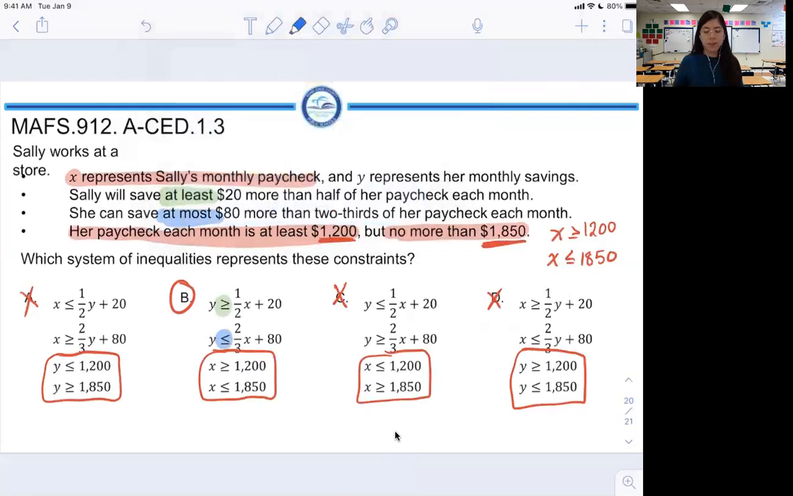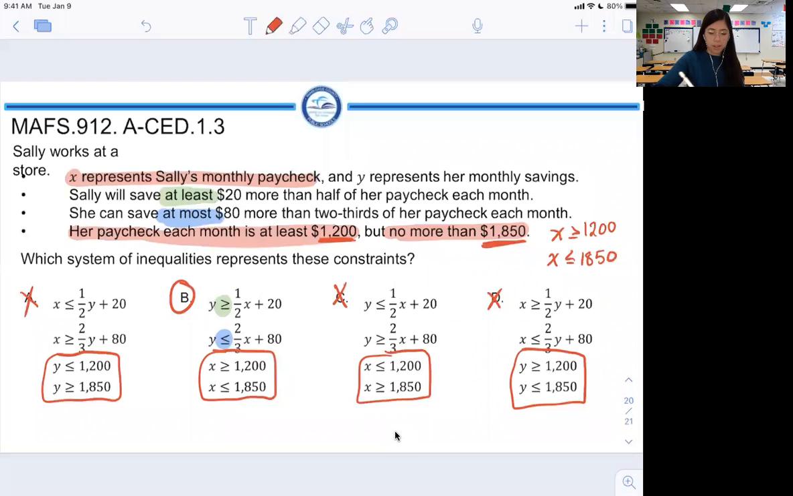So I barely even paid attention to those confusing words, like notice all of this, $20 more than half of her paycheck, $80 more than 2/3 of her paycheck. I didn't even pay attention to that, because what was most important was the correct symbol. Everything else was the same in every answer choice. So it was the symbol that mattered the most.